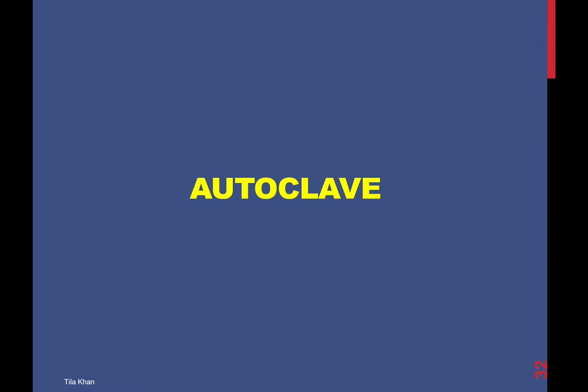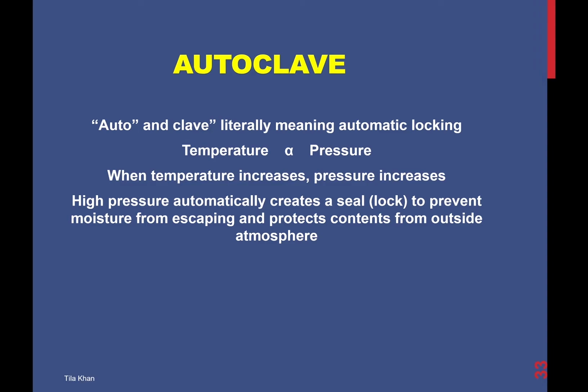So let's study autoclave. Autoclave literally means automatic locking. It utilizes both high temperature and pressure as the main key features. Please note that as the temperature increases in the autoclave chamber, the pressure also increases inside. These two are directly proportional, and the main objective is to reach the sterilization temperature and pressure. So what happens is high pressure automatically creates a seal to prevent moisture from escaping, and it protects the contents from the outside atmosphere.